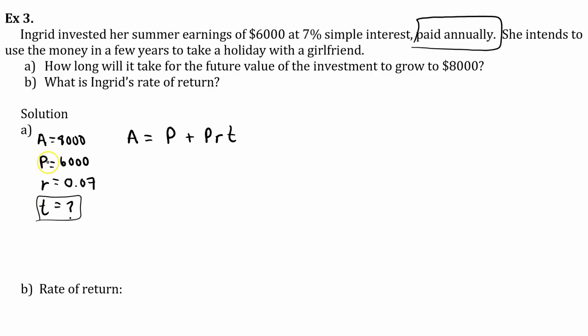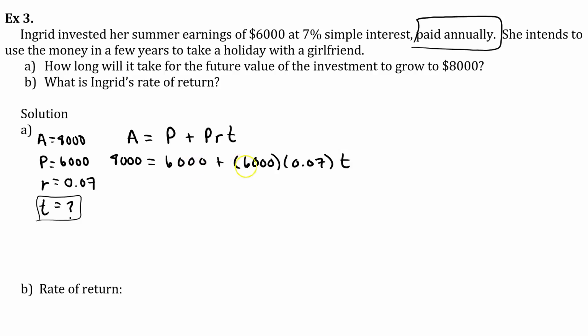So now let's substitute the values that we have into our equation. So we know that A is 8,000. 8,000 equals P, which is 6,000, plus P times R times T. Now we don't have the value for T, so let's just hold that as a variable. So our P is 6,000 times our R, which is 0.07, and T. Now we're going to have to use those sweet algebraic skills to isolate that T.